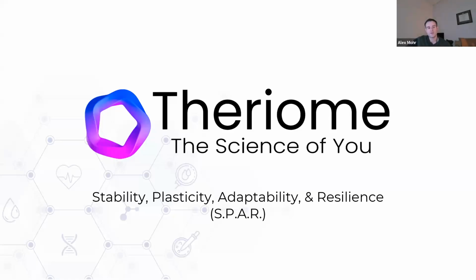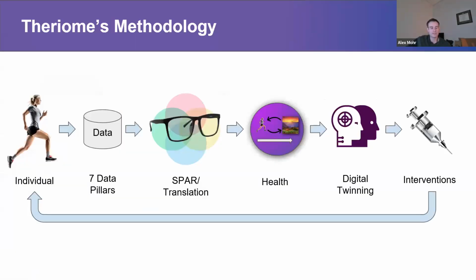In this presentation, we are going to be going over the S.P.A.R model, which stands for stability, plasticity, adaptability, and resilience. So as Micah went over previously, where S.P.A.R fits in how we're approaching health is more on the translational side. So just a brief recap.